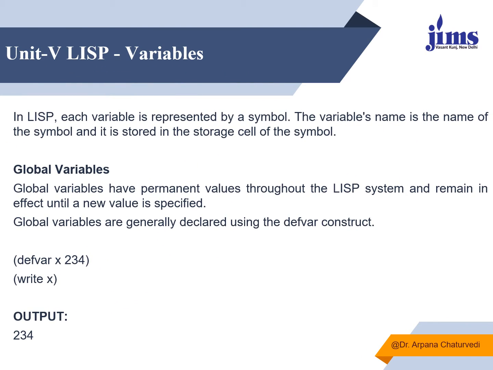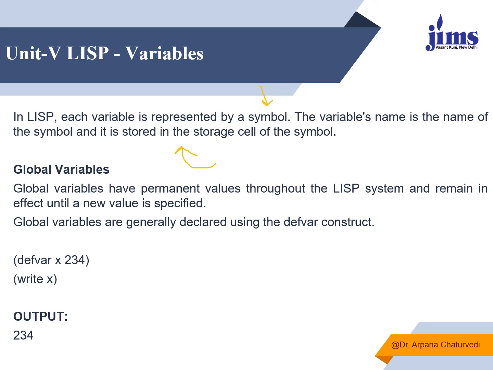Now see, there are two types of variable. You know that there is a concept of global variable and the concept of local variable. Variable is represented by a symbol. We know variable name is the name of a symbol which is going to store some value in the memory. Global variables have permanent value throughout the entire Lisp program. They are not bounded with the limits. They are global for the entire program and can be accessed anywhere.